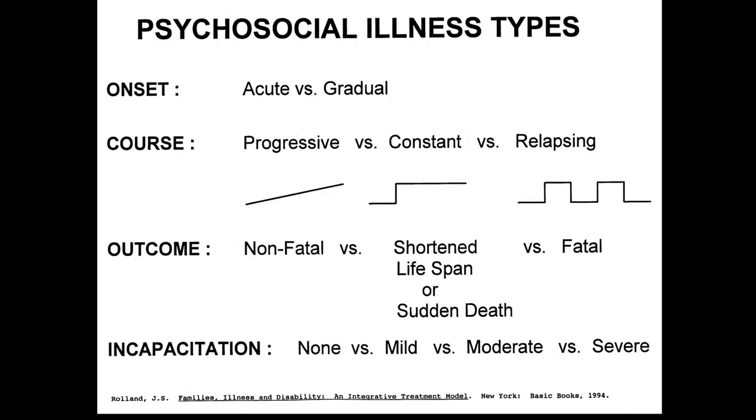So just to give you an idea, these are the aspects of illness, and you can take any disease and think about it. Is it acute onset versus gradual? That would be like a stroke or Alzheimer's disease. Is it progressive, like Alzheimer's disease, constant, which would be like a spinal cord injury, or relapsing, like asthma? Is the outcome going to affect lifespan, meaning it is clearly fatal, or as many diseases they can shorten lifespan, or they do not affect lifespan? And then the level of disability.